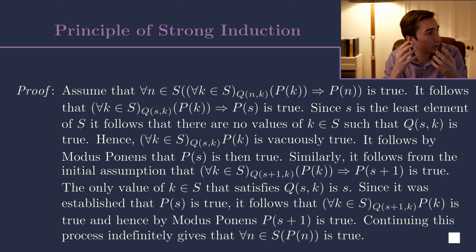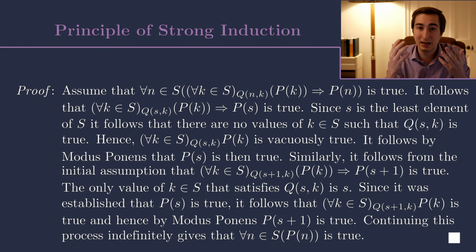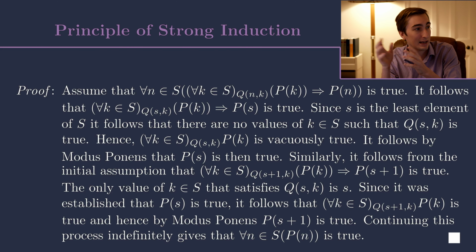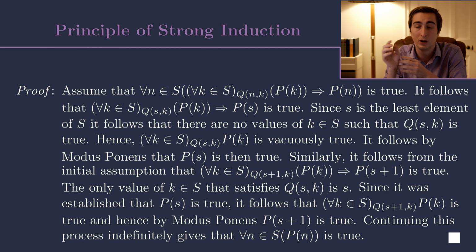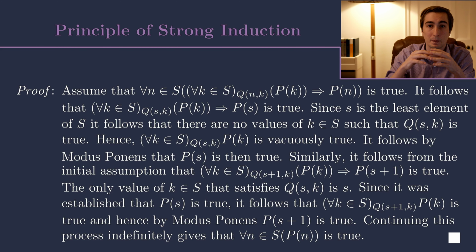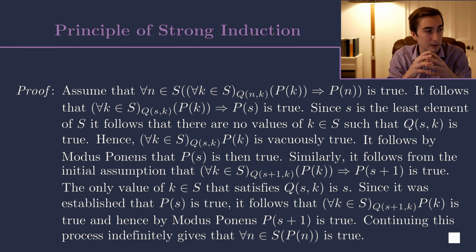More interestingly, you see that we didn't have to show a base case. Normally, for a weak induction, we show that P of the least element is true explicitly. But in this situation, if we can show that for all n in S, this argument held, that for all k in S, Q(n,k) and P(k) implies P(n), the base case was automatically shown, vacuously, in our first step. We showed that if that thing is true, then P of the least element must also be true. So it's important to note that a proof by strong induction does not need a base case.